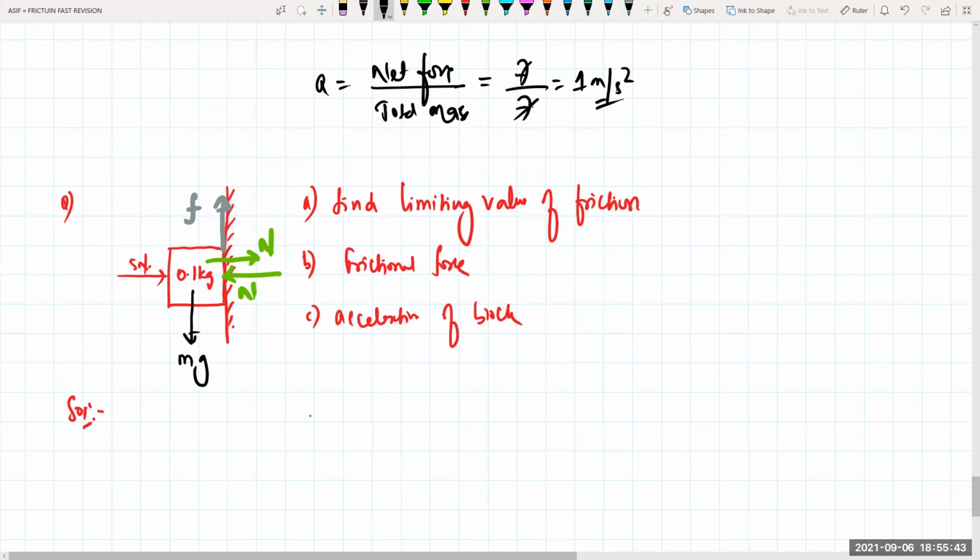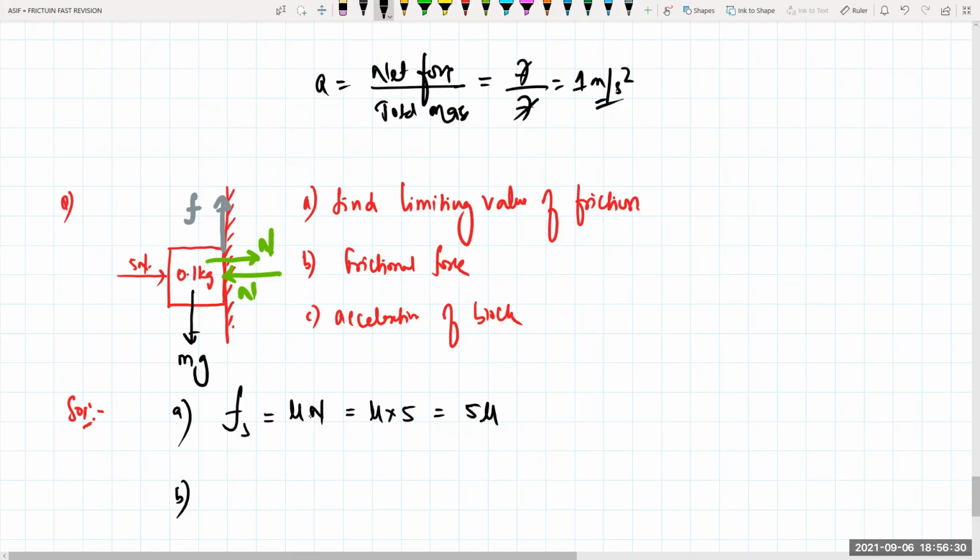Now if I'm writing this relation, how much force are you applying? 5 newton force. So normal will become how much? Find the limiting value of the friction, Fs. Fs is equal to mu into N. Mu is not given in the problem, so I'll keep mu only. Normal will be equal to how much? 5 newton. So it is 5 times mu. That is the limiting value of the friction.